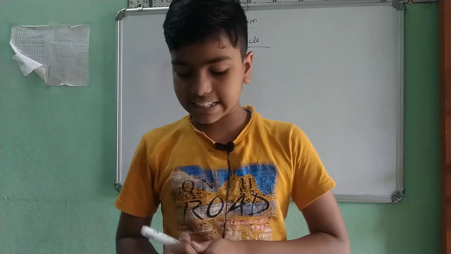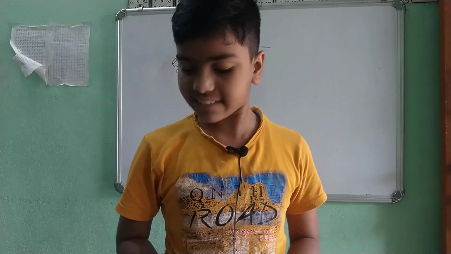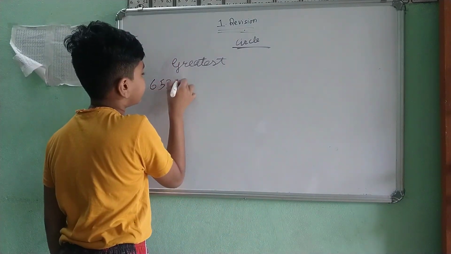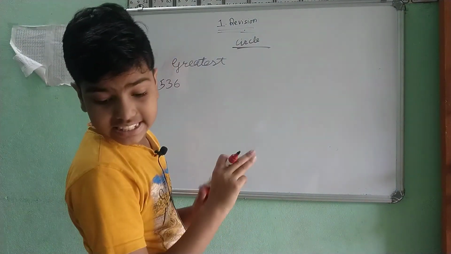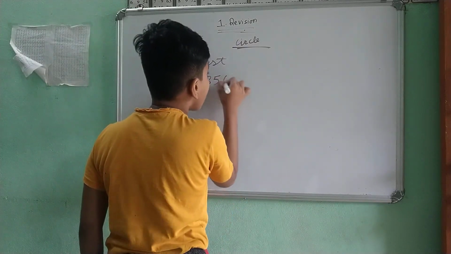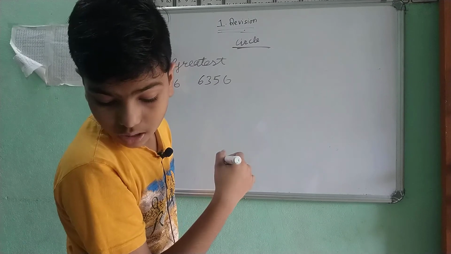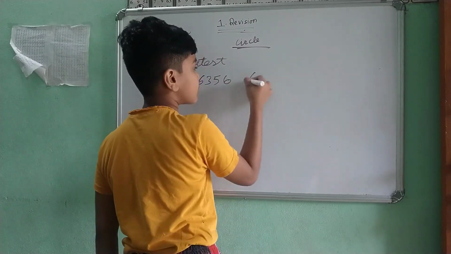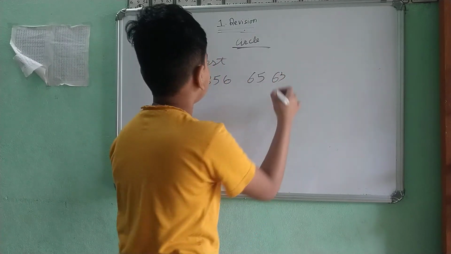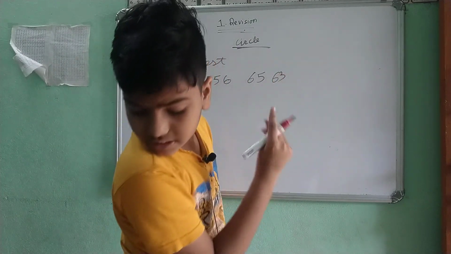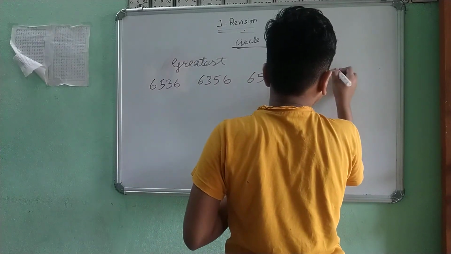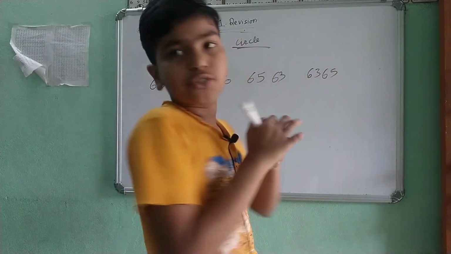So my number is 6536, 6356. Another number is 6526. The third number is 6563. And at last, 6365. Now let's read my story.